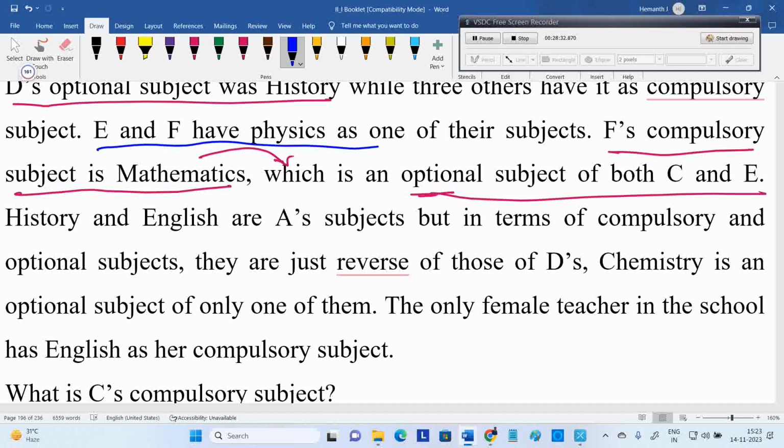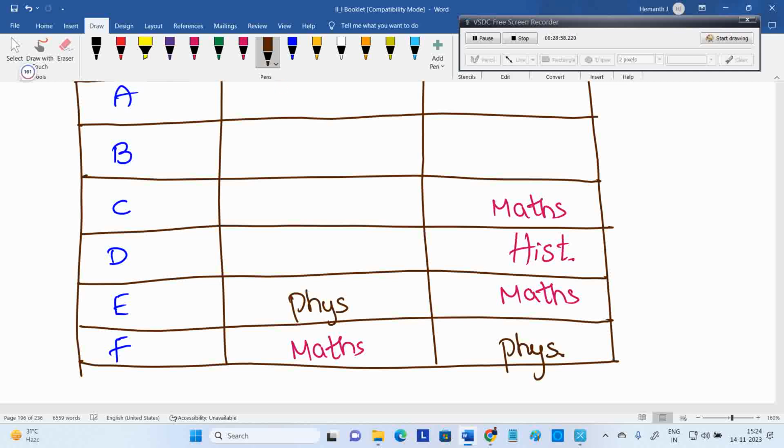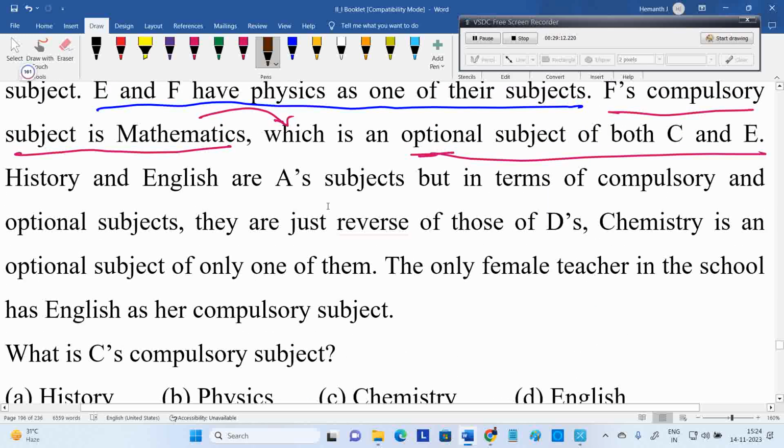E and F has physics as one of their subjects. See, they don't give statements in sequence. Don't expect the statements in sequence. F compulsory subject is maths, and the same math subject is optional for both C and D. Now they given E and F as one of their subjects as physics. One subject is already filled, other subject we can occupy with physics. Initially both slots are empty, which is physics for E optional or compulsory is a doubt. Now, no doubt we can fill that slot easily. E, physics here.